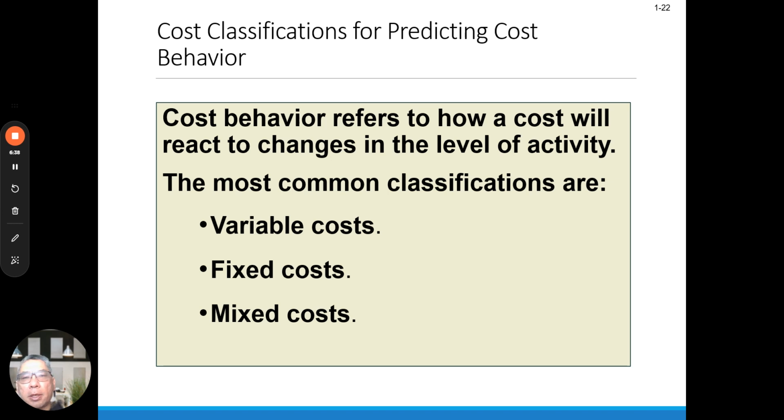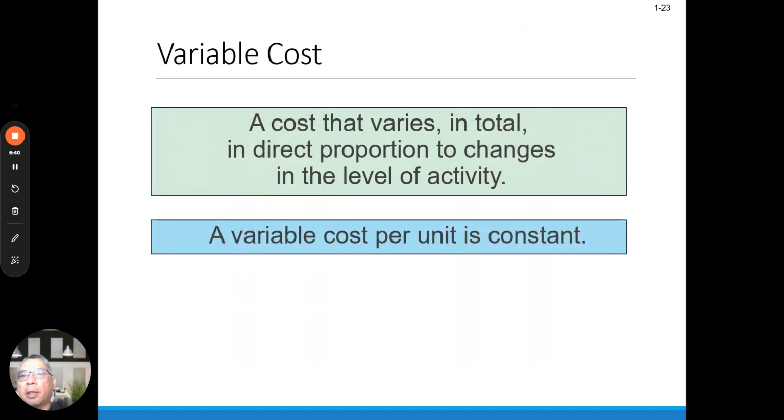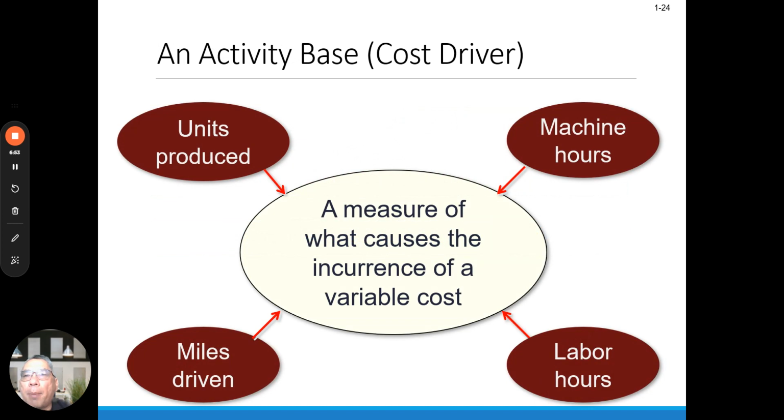Let's define each. Variable cost: a cost that varies in total in direct proportion to changes in the level of activities. Variable cost per unit is constant. Examples: units produced, miles driven, labor hours, machine hours. These are measures of cost of production or variable cost. Those are the components that involve the activity base or cost driver.